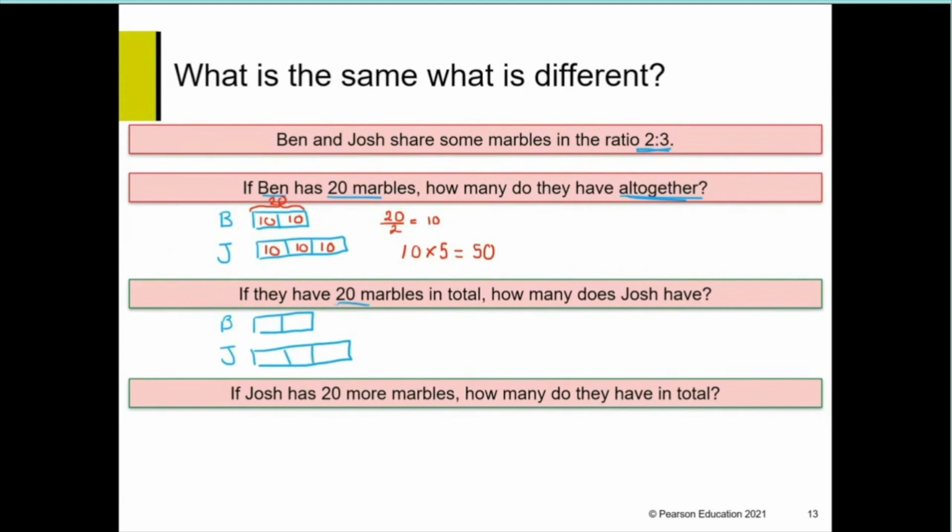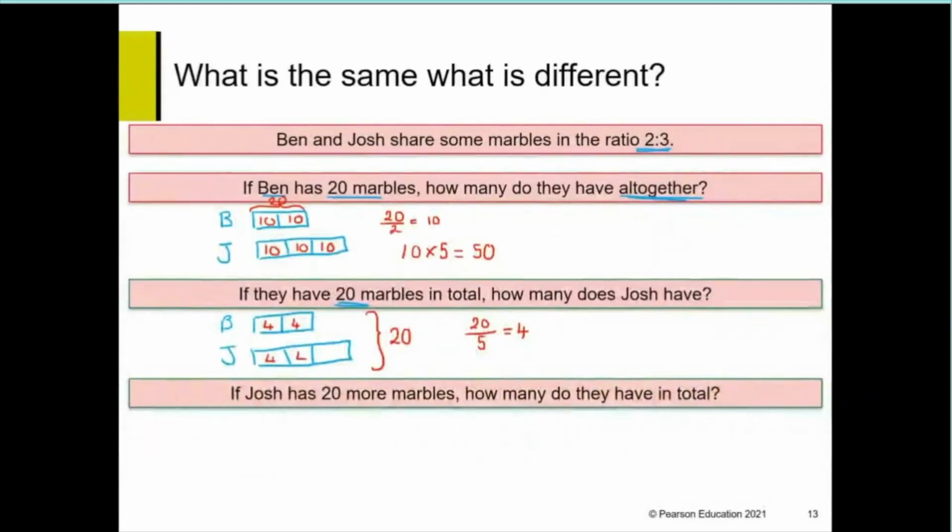But this time they have 20 marbles in total. So all of that is worth 20. So then I have to think, okay, what calculation am I going to do now? This time I've got to do the calculation 20 divided by 5, which is 4. So this time I know that each box is worth 4. And the question this time is, how many does Josh have? Well, Josh has 4 times 3 boxes, which is 12.